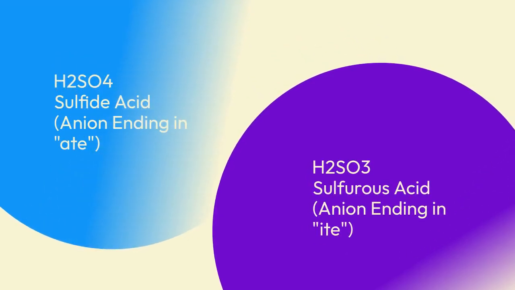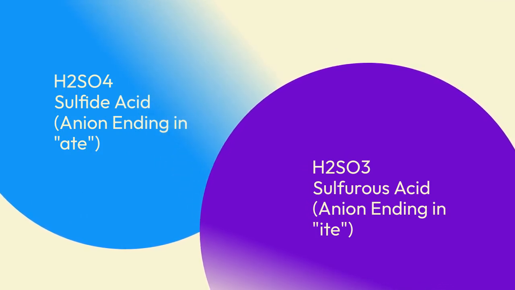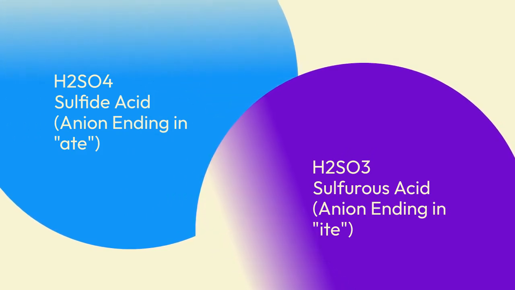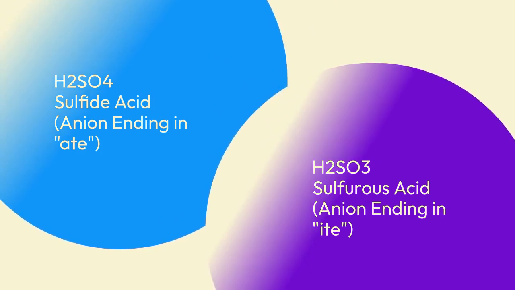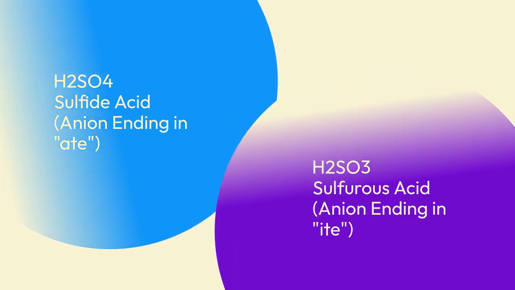Oxyacids, which contain a polyatomic ion, have their names based on that ion. An ion ending in -ate, like sulfate in H2SO4, leads to an -ic acid, like sulfuric acid. An ion ending in -ite, like sulfite in H2SO3, leads to an -ous acid, like sulfurous acid.